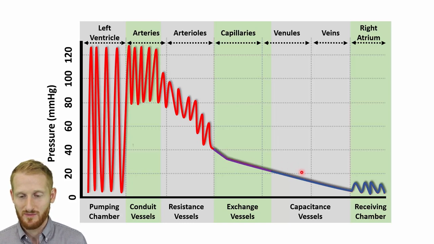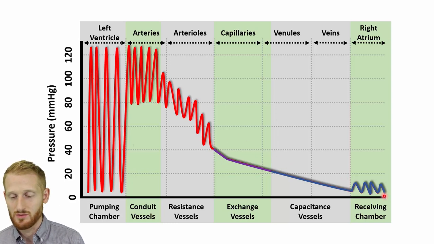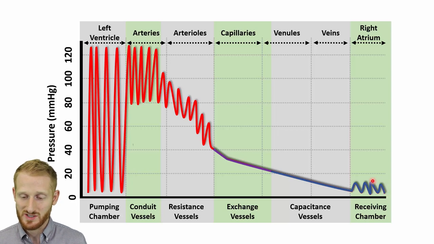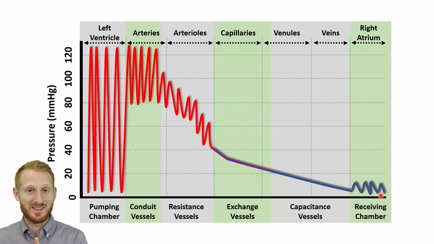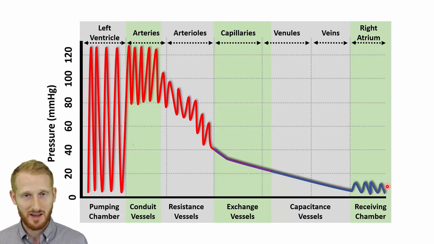And then when you get to the capacitance vessels, most of this pulsatility goes away. In some people, in some vessels, especially when their blood's really pumping, you'll still see some pulsatility, but it's not nearly as much as it is in the arteries. So it's much more smooth. Notice, though, that the pressure just keeps dropping and dropping all the way into the right atrium, which has the ability to contract. It has its own systole and diastole, right? So that's why we have these peaks back again.